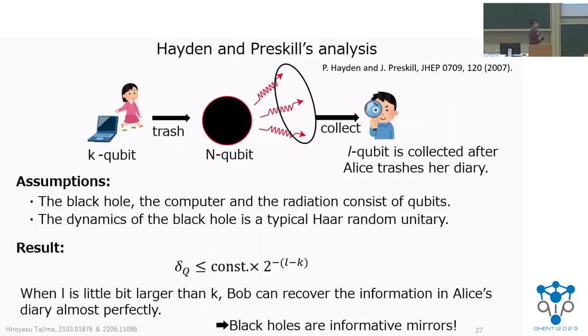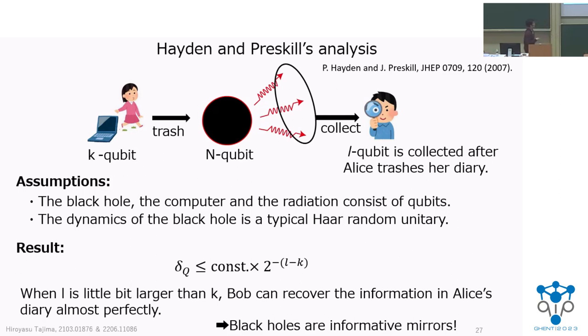But before seeing our result, let's see Hayden and Preskill's original analysis. They make two assumptions. The black hole, computer, and radiation consist of qubits. And the dynamics of the black hole is a typical Haar random unitary. Then they derive an upper bound of the recovery error of the information like this.